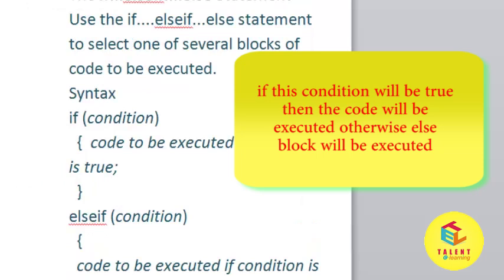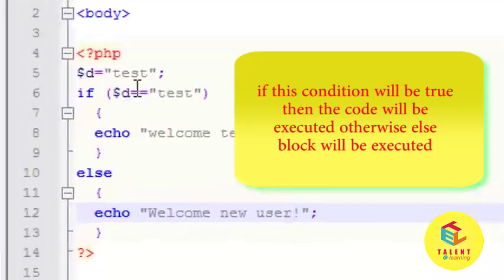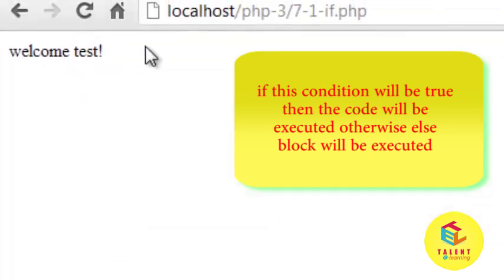Let's see the example for if else statement. Here this is the example for if else statement. Here if contains condition. If $d is equal to test, then this block will be executed. Otherwise else block will be executed. Let's see the output. So this is the output of our script.